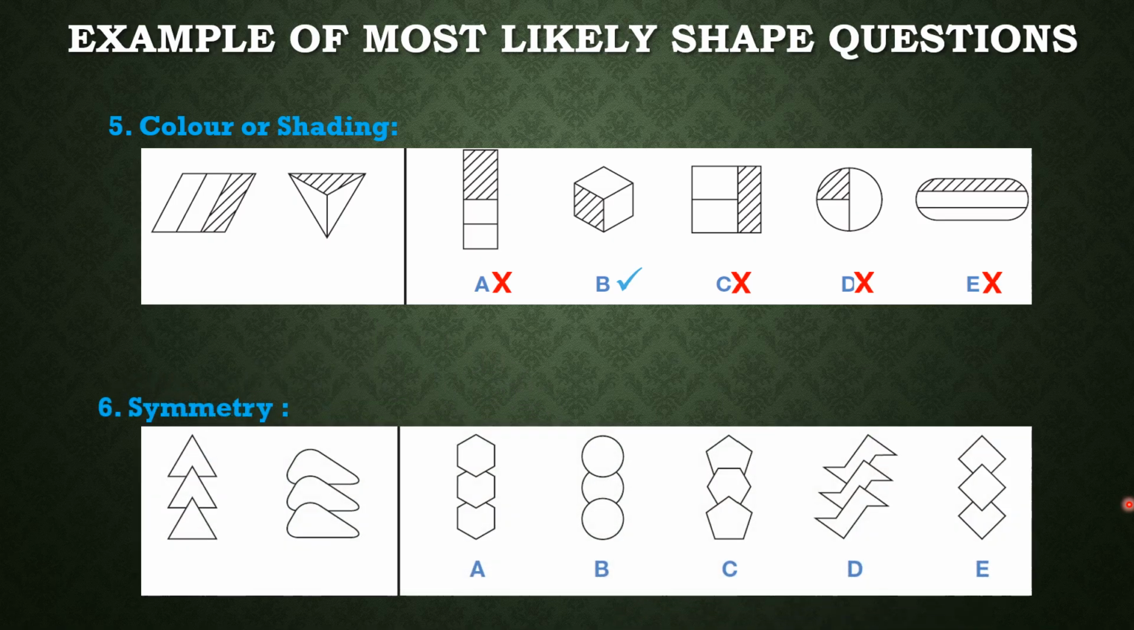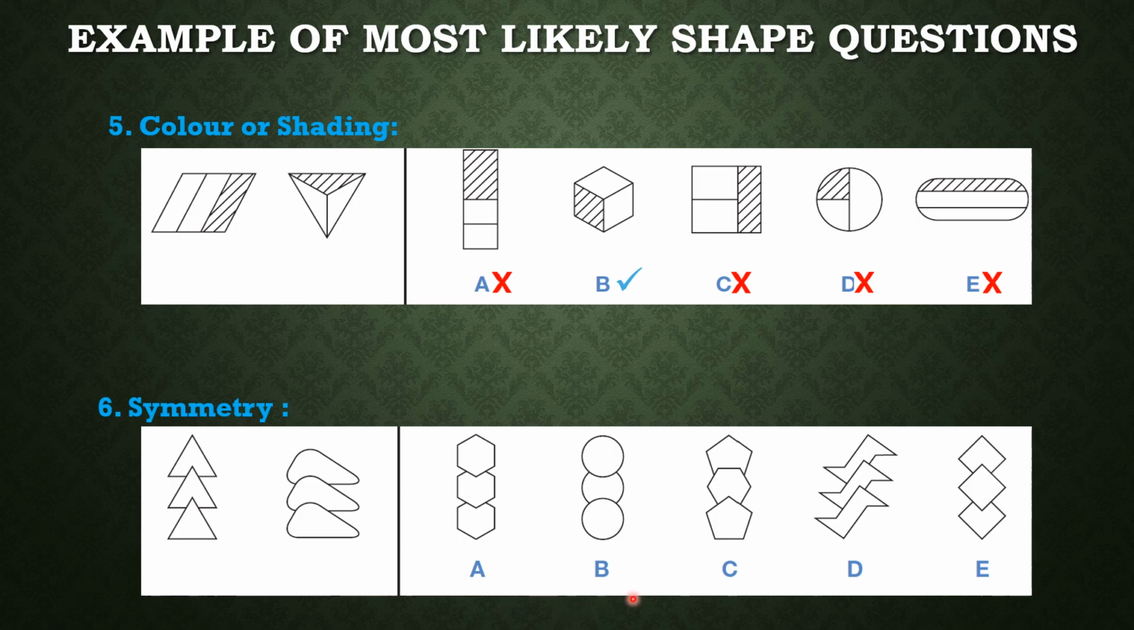Now let's have a look at a symmetrical shapes problem. Here if we see there are three triangles, and they are all pointing upward. Similarly, here there are identical shapes pointing in an upward direction. So in these options, we need to find a similar pattern. A cannot be the one because they are pointing downward.